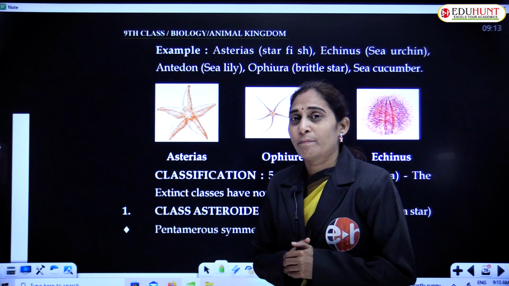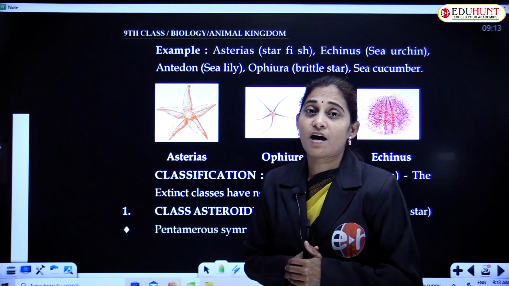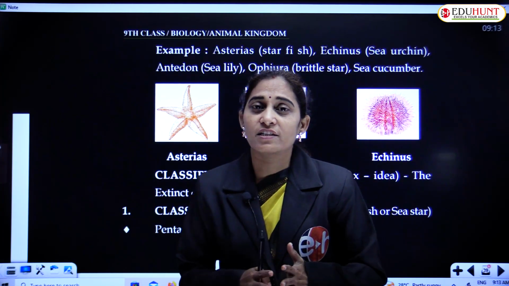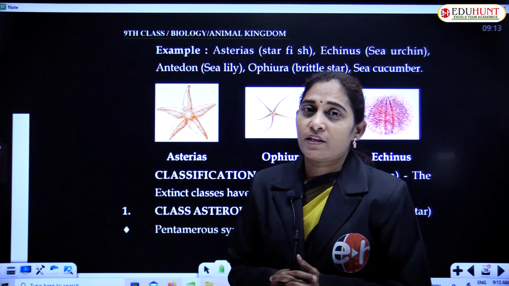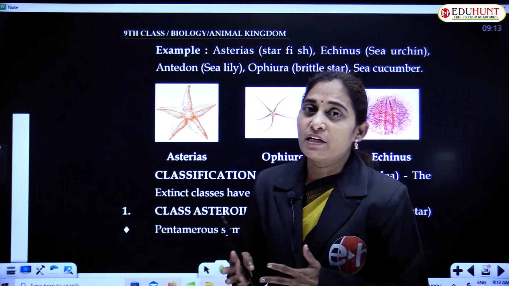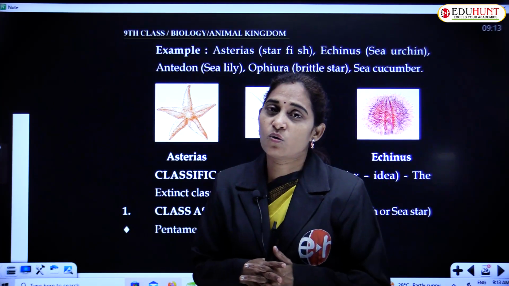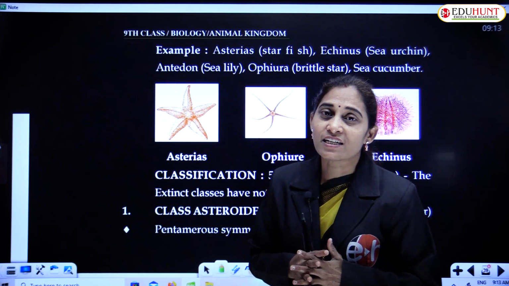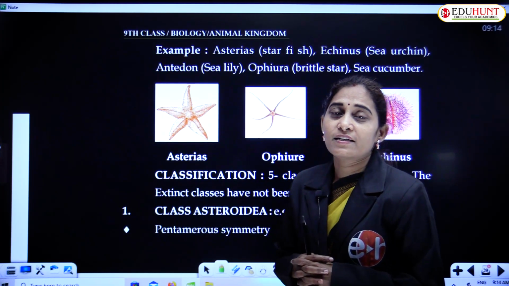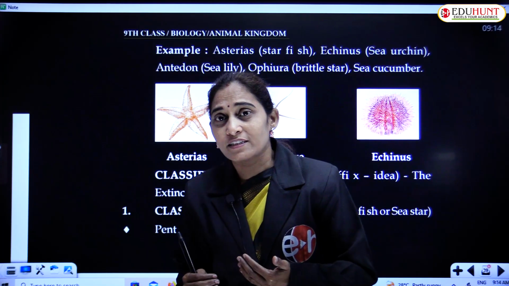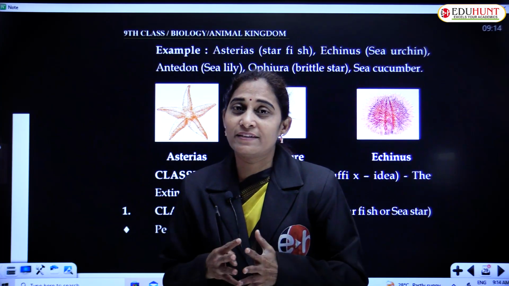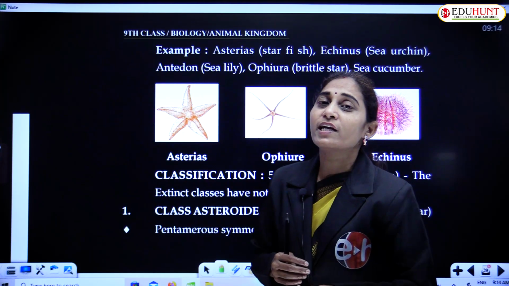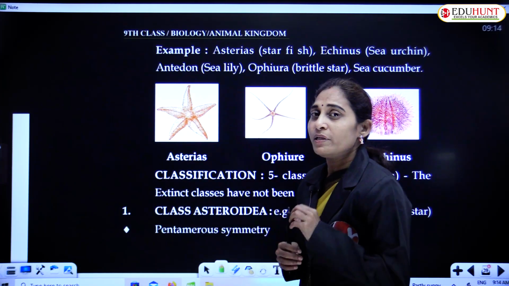These are unisexual, and no sex differentiation is there. That is, both male and female organisms look similar. Sex differentiation is not externally seen in echinoderms, and development is indirect, and larval forms show bilateral symmetry, whereas the adults show radial symmetry. These are some of the unique features of the phylum Echinodermata.